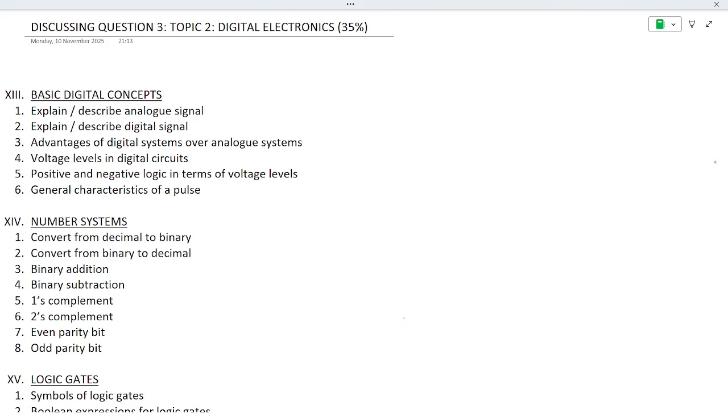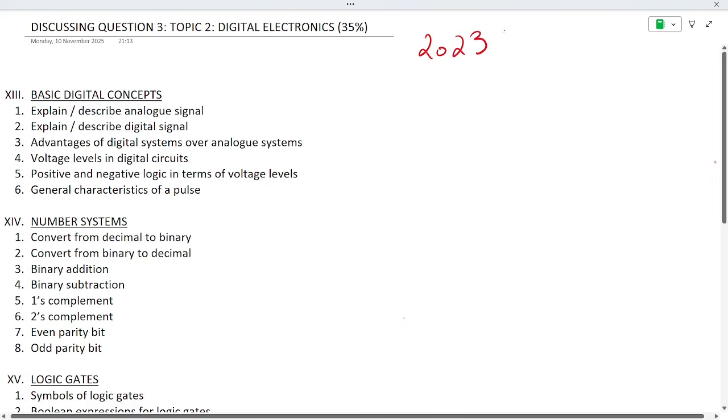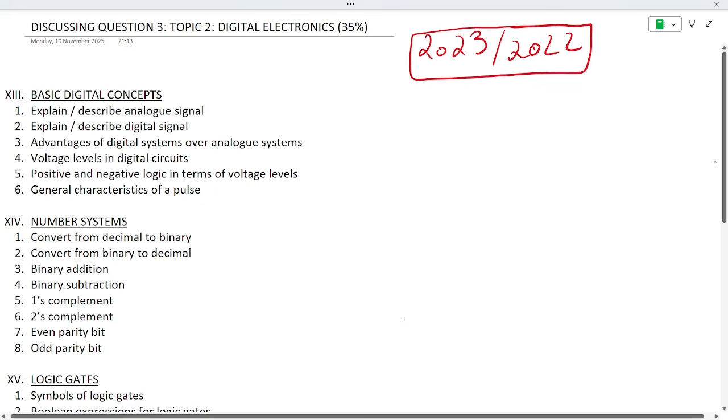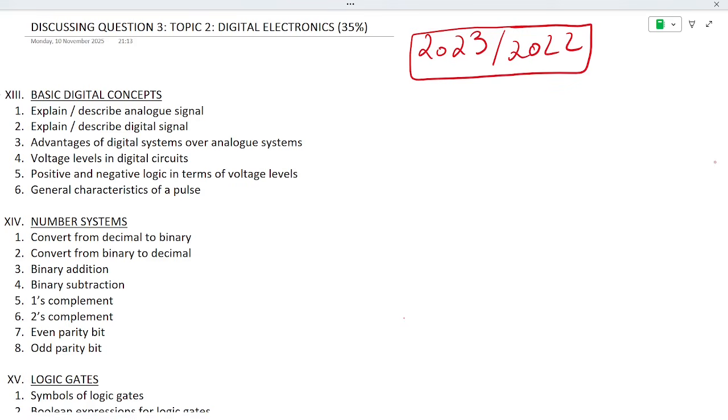So we have to go fast because we're still going to have to solve our 2023 and 2022 question papers. We're still busy with these two papers, so we're going to have to go quickly through the module. The first module in digital electronics, which is topic 2, is module 13, basic digital concepts.